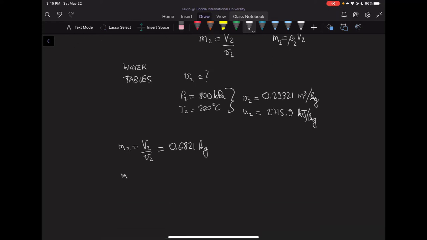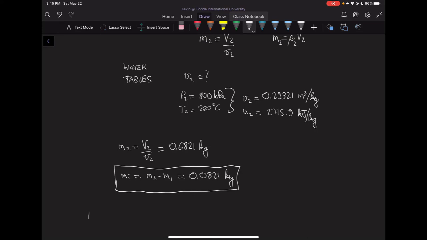And now we can find MI is equal to M2 minus M1 from continuity, which if we do 0.6821 minus 0.6, which is M1, we get that this is equal to 0.0821 kilograms. So that's the change in mass over time in our system, our mass coming into our system.